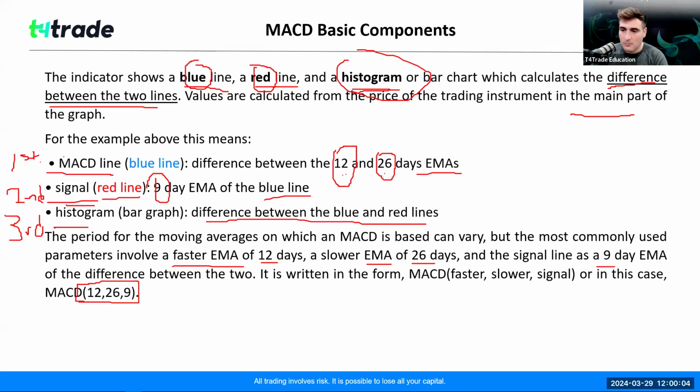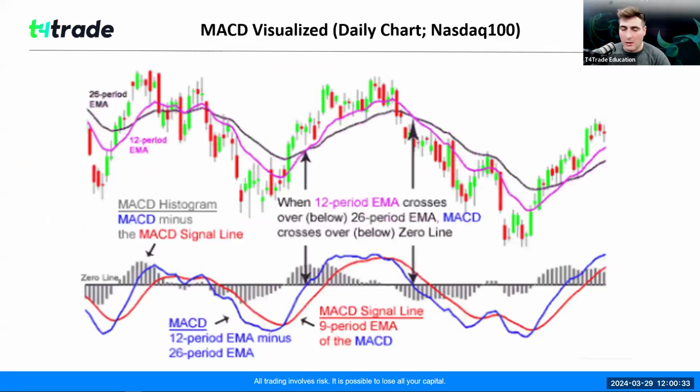So short, long, sigma. So the difference between this and this gives you the MACD line, and the other one is the 9, which is the red line, which is the signal line, which is a 9-day EMA of the blue line. Blue line is the difference between the two. Remember this. Okay, so now that we have decomposed, in a sense, what is this?